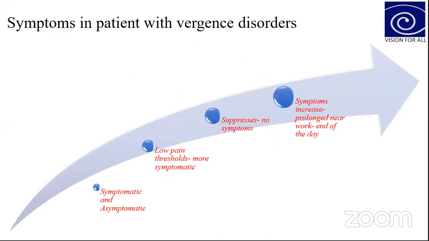Now when we go into the symptoms of the patient, the patient can be symptomatic or asymptomatic. Symptomatic or asymptomatic doesn't mean that the condition is very severe or mild. It can also be because the pain threshold is low or high. An asymptomatic patient can also be due to suppression of one eye, or when there is vergence dysfunction, the patient may close one eye in order to reduce the demand of vergence. So even in this condition, the patient can be asymptomatic.